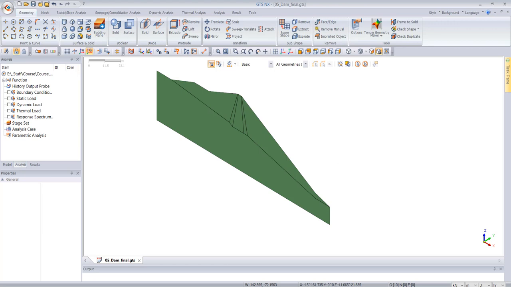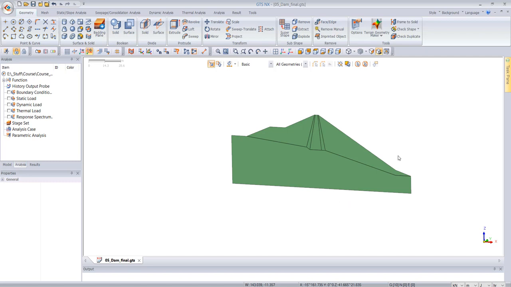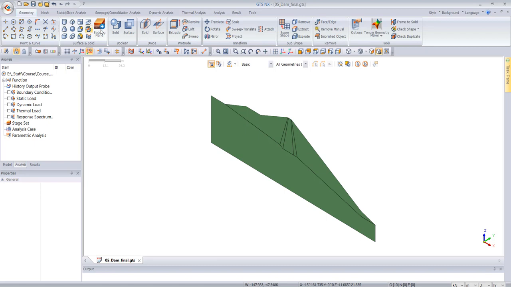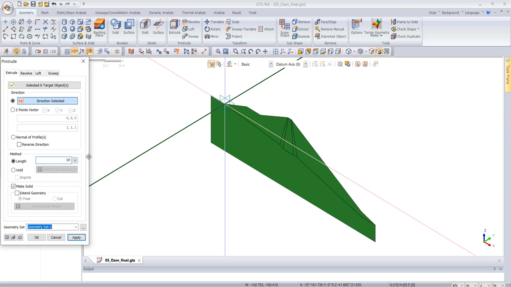I started to draw, using this drawing to make it easier for us to work immediately. So here I will just go to extrude, and I will extrude my model, all faces, just in this direction, the y direction, 100 meters. I will extrude it 100 meters, and I will say apply. So this will be our model.